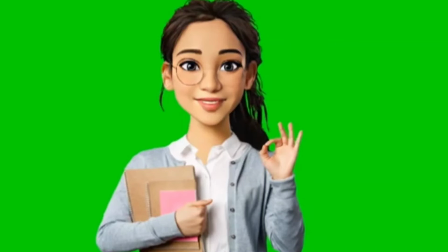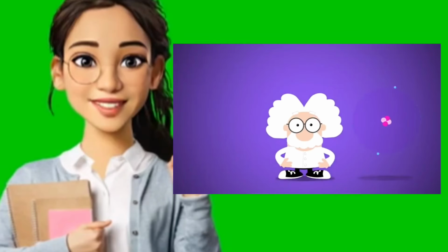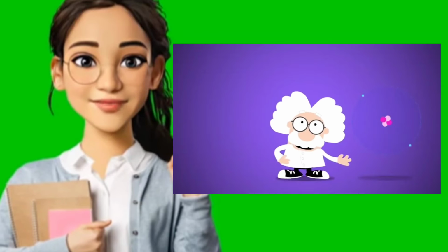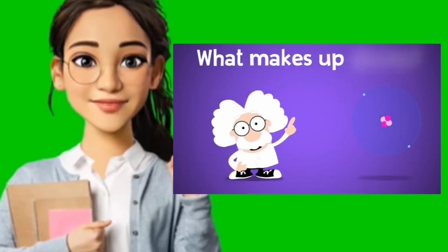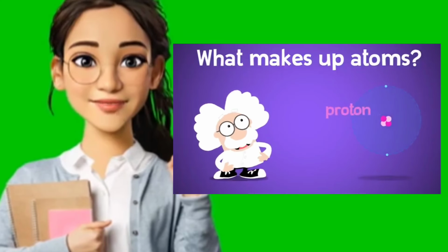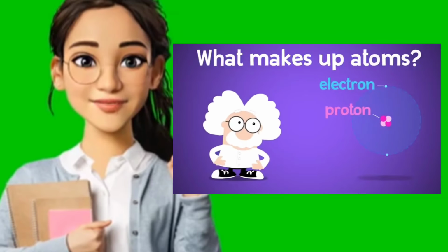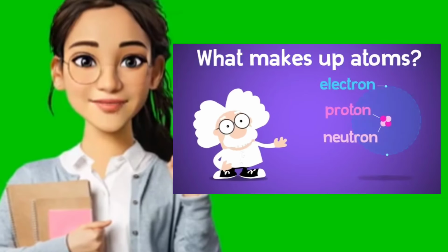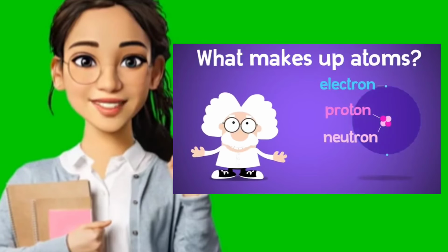How subatomic particles interact in an atom. Atoms are made up of three main subatomic particles: protons, neutrons, and electrons. These particles interact through fundamental forces that keep the atom stable.